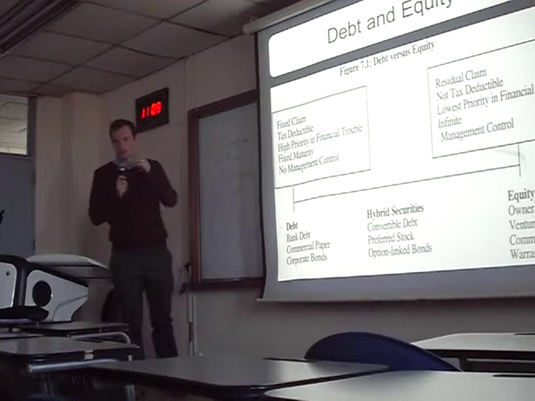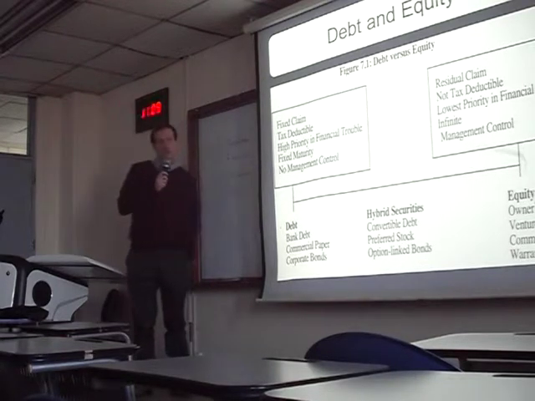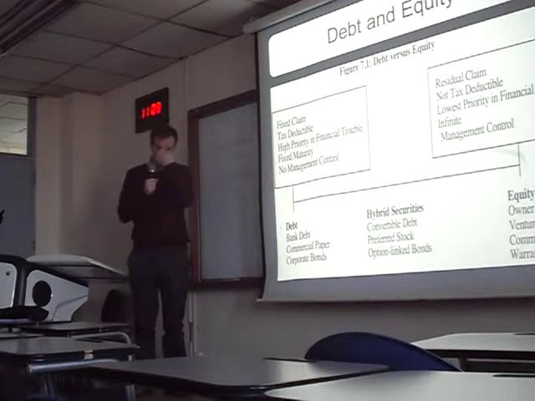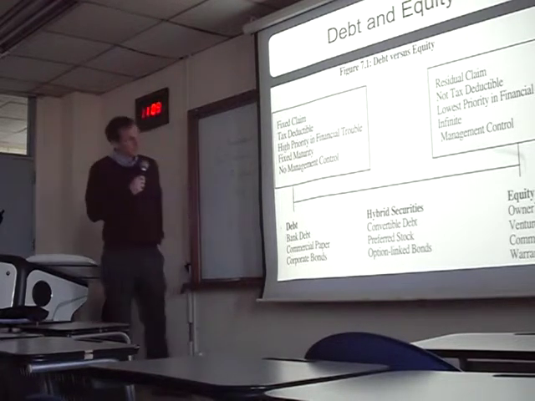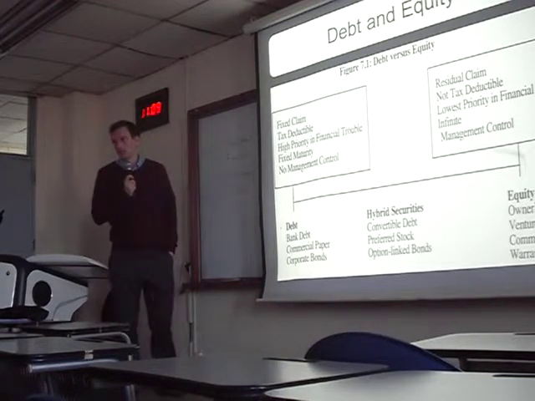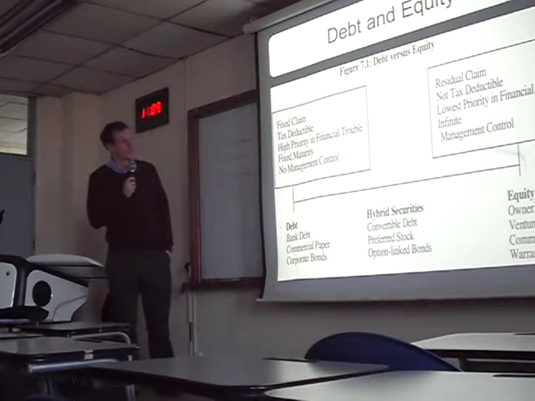So, then let's talk about how companies get money, right? How do they get money? There's two main ways to get money. The first one is debt, and the second one is equity. So there's a difference between debt and equity.